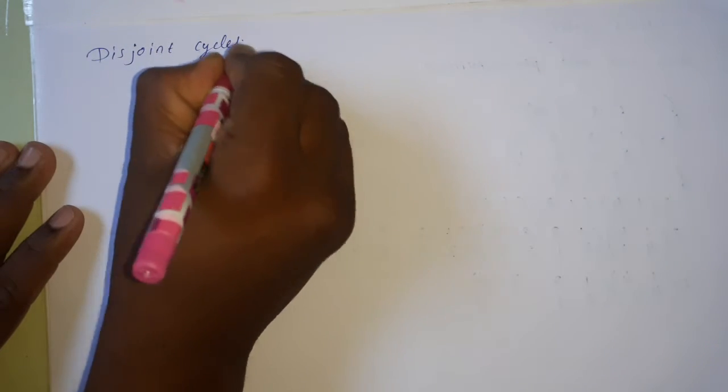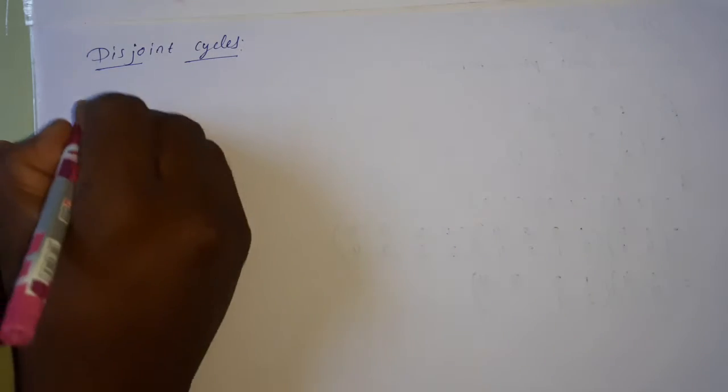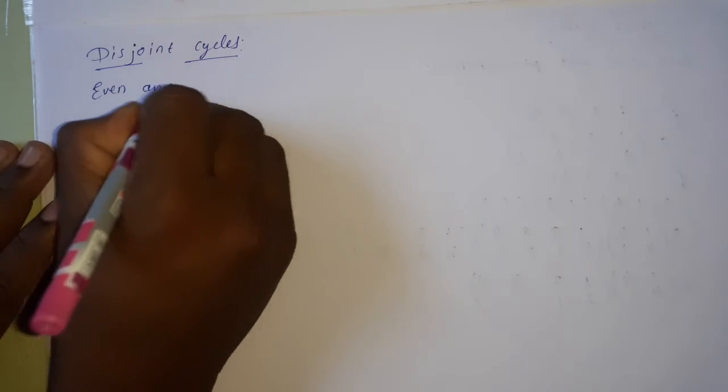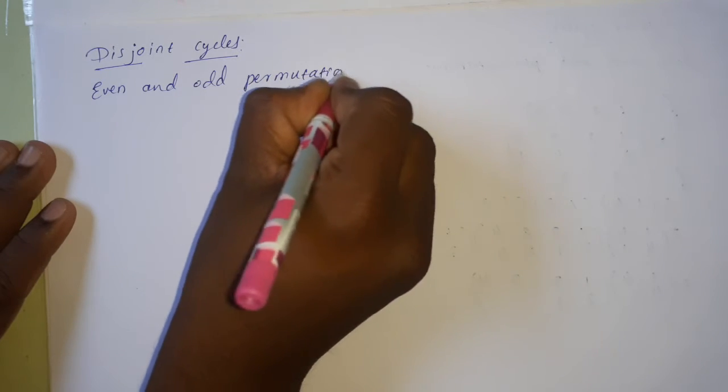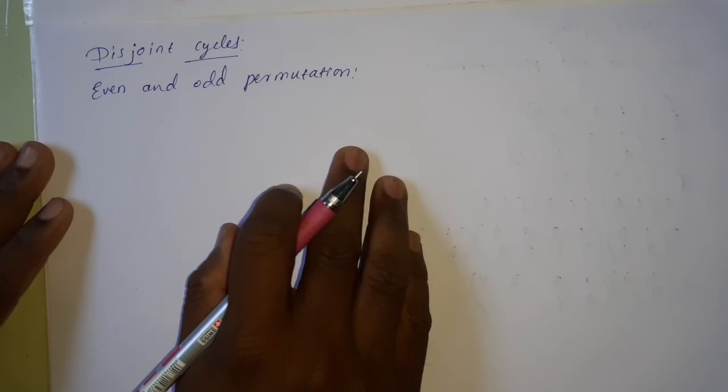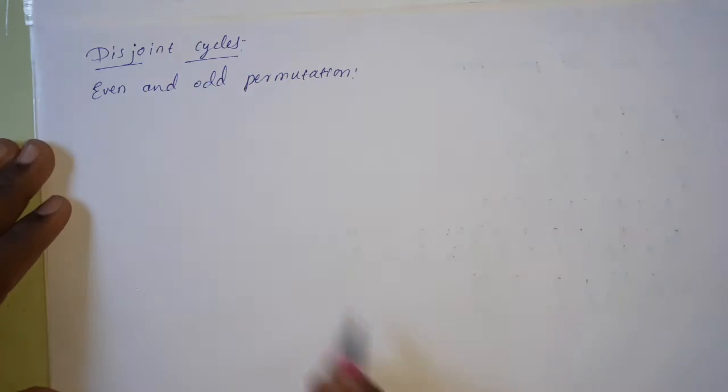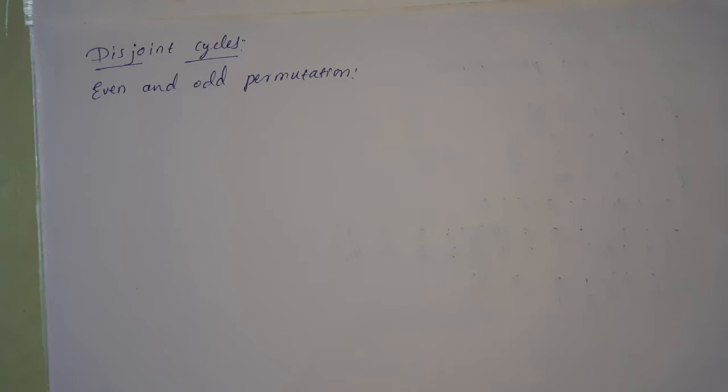So in the previous class we have discussed disjoint cycles and even and odd permutations. So already we know the definition of disjoint cycle and examples also, and similarly for even and odd permutation. Now let us recapitulate the definitions of this disjoint cycle.